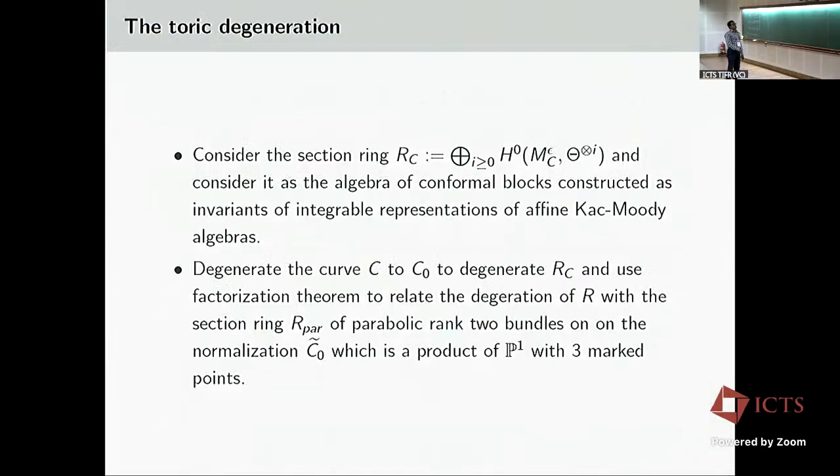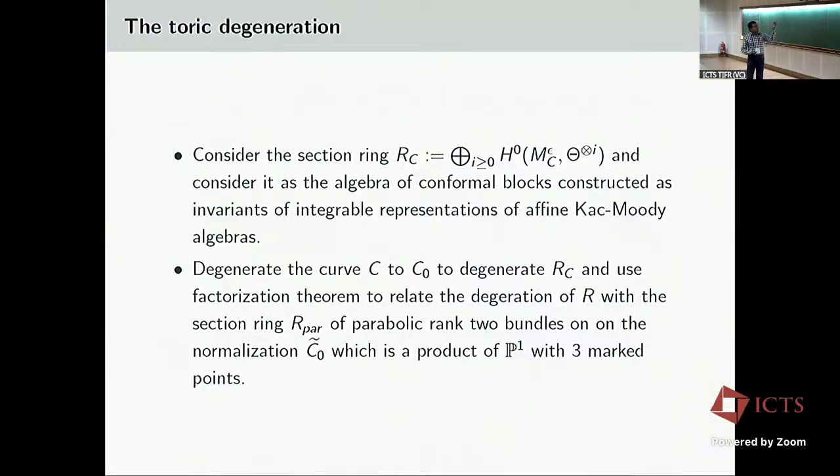So what does the toric degeneration do? Again, you start with the section ring of the moduli space of bundles on curves and degenerate the ring. Now the problem is that if you have a singular curve, the moduli space of bundles is not so well behaved. I mean, the stack is well behaved, but it's very hard to define the semistability conditions and so on. So it's much better to do it on the level of these conformal blocks, which are actually constructed using representations of the affine Kac-Moody algebras. So from there, this factorization theorem works.